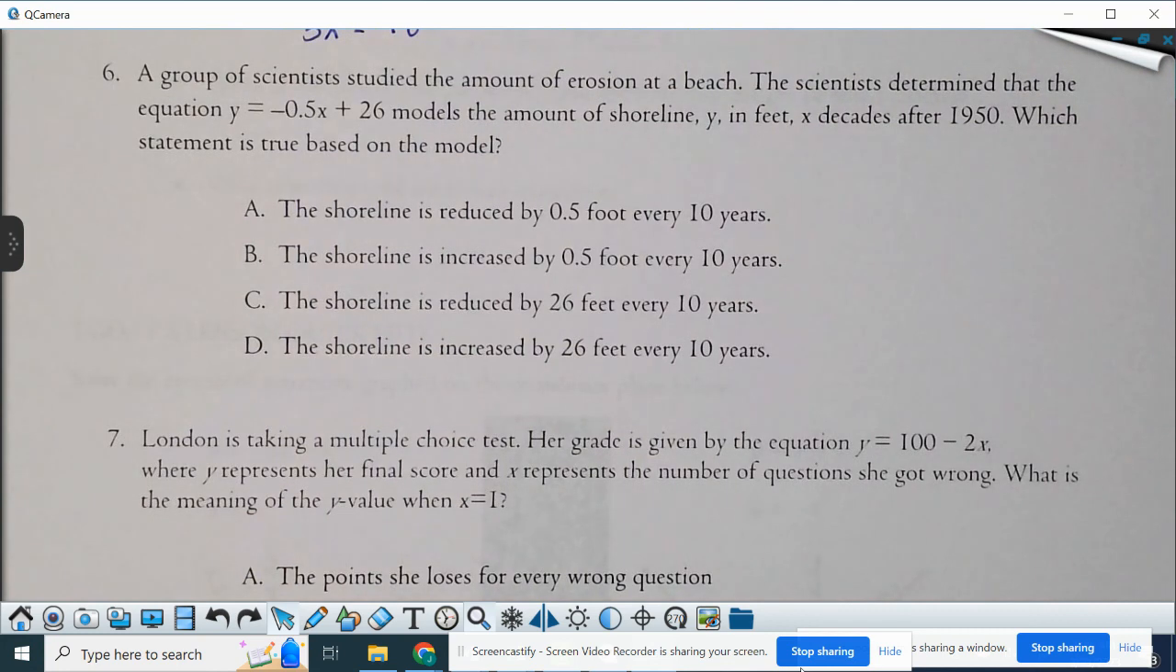So a group of scientists studied the amount of erosion on a beach. The scientists determined that the equation y equals negative 0.5x plus 26 models the amount of shoreline y in feet, x decades after 1950. So x is time, y is measurement, feet. Which one is input? Which one do you control?